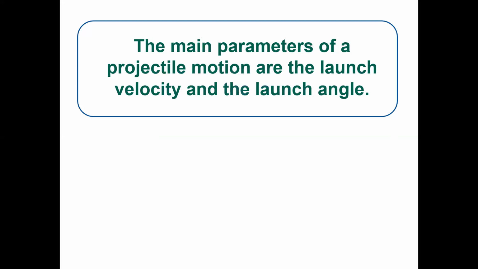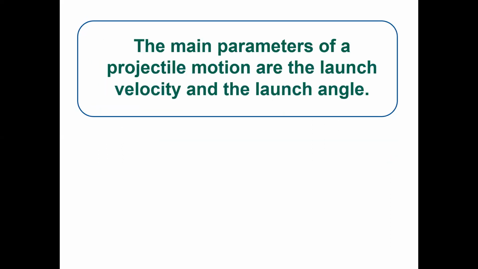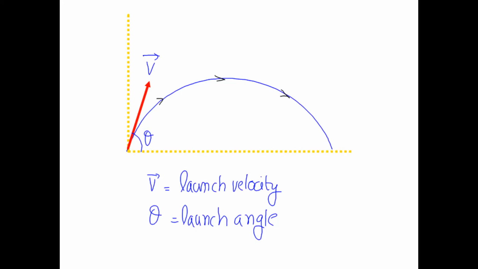Now we are putting our third concept. The second is obviously the air resistance is negligible, and the main parameters of a projectile motion are launch velocity and the launch angle. These are the two main parameters: at what angle you launch the object, and at what velocity. So when you launch something, you have to put some energy like velocity, and when you launch something at an angle, it is called the launch angle.